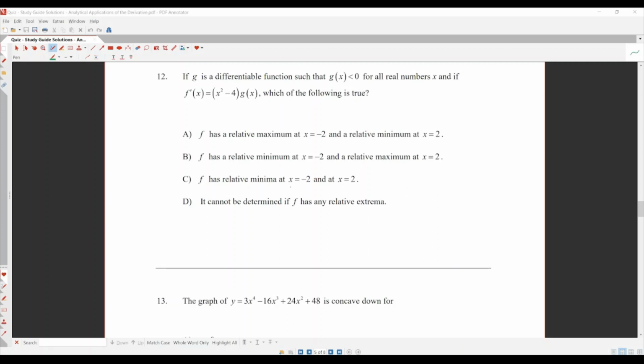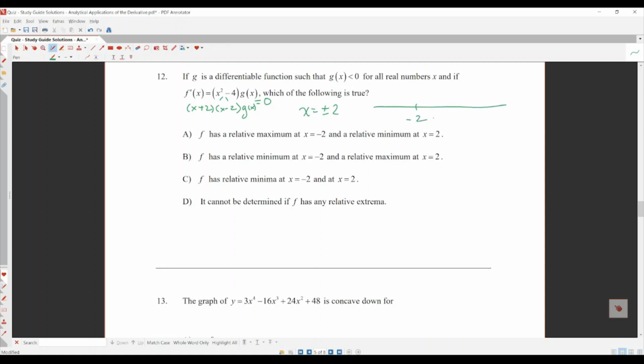And so we're talking about relative maximums, relative minimums. So I'm going to go ahead and find the critical numbers. I'm going to set this equal to 0, and I'm going to factor that into x plus 2, x minus 2, times g of x. And so that's going to be 0 when x equals plus or minus 2, and when g of x, well, first of all, it's never 0. It's always less than 0, so we don't even need to worry about that. All right, so we have our critical numbers at 2 and -2.